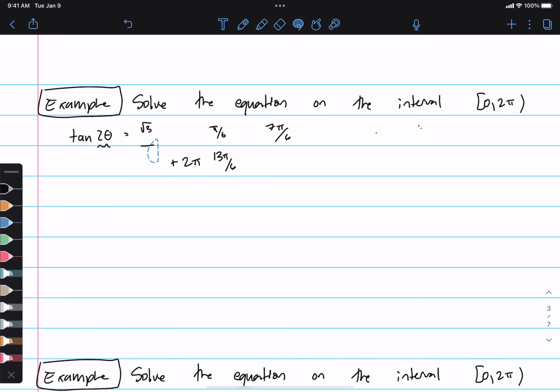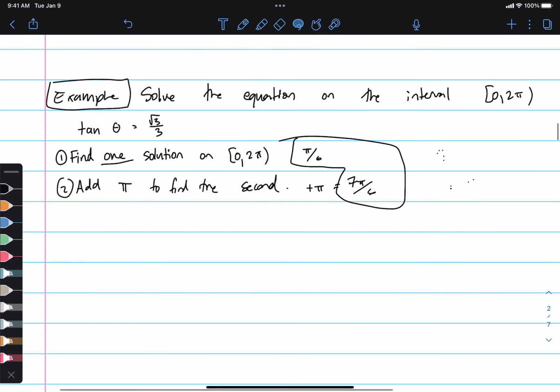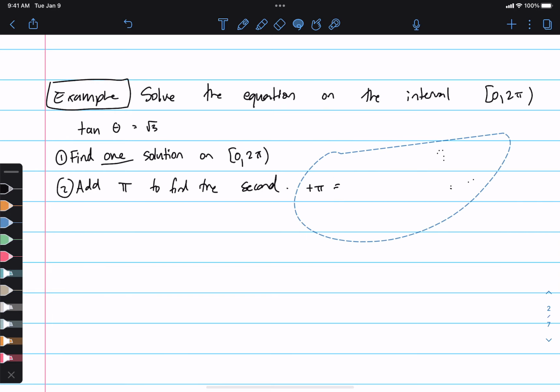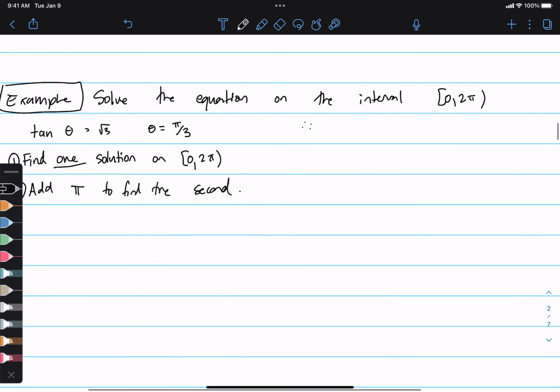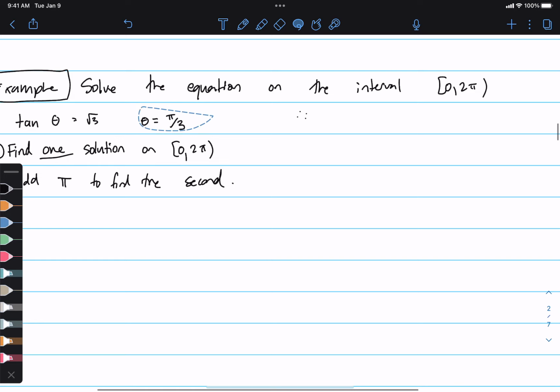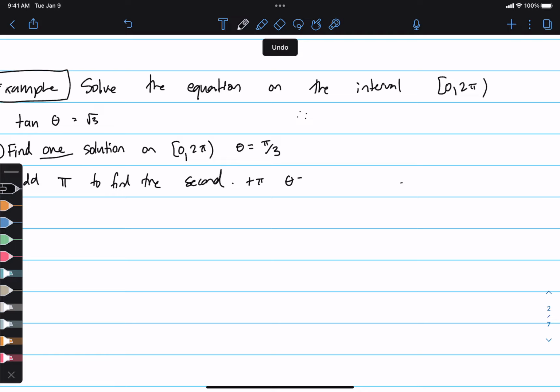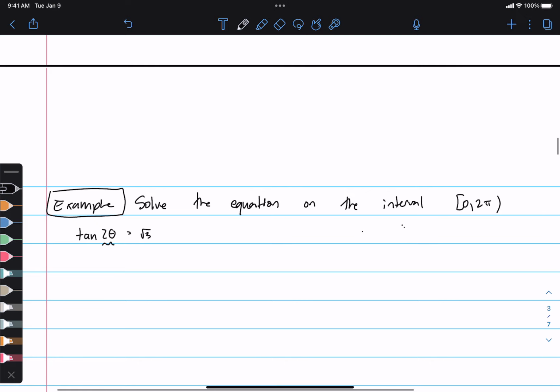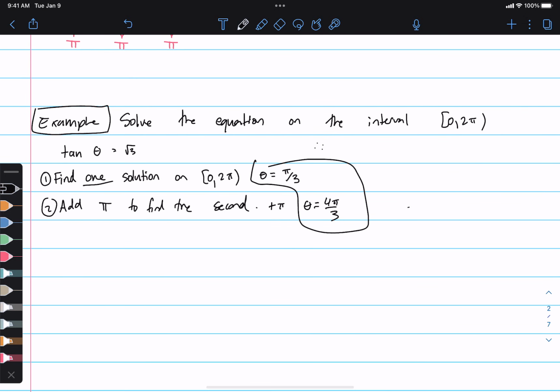I'm going to say, what if it was root 3 instead, right? Just so that we don't reuse the same values. So if we want to solve for tangent of theta is equal to root 3, find a value on your unit circle. You should get theta is equal to pi over 3. And that's going to imply that if we add another pi, 4 pi over 3 is a solution. And so these are our two solutions on this interval, right?